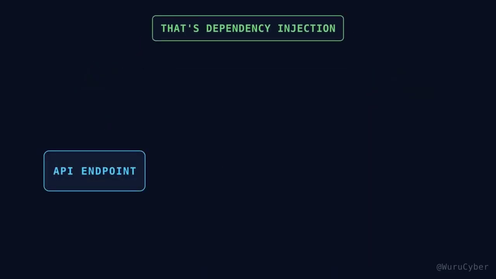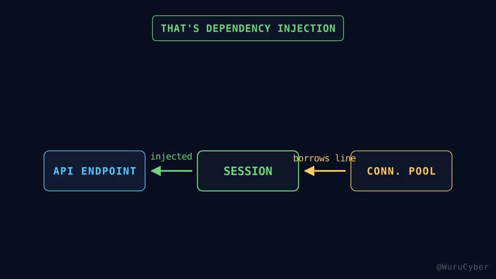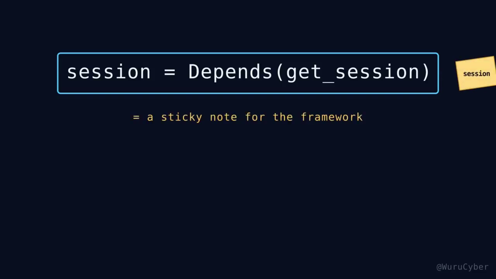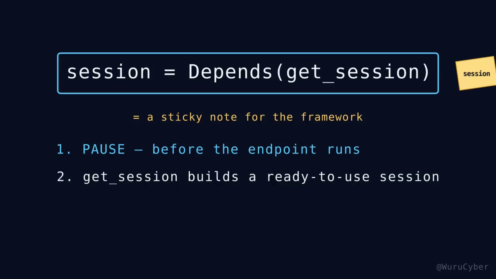In code, the thing being injected, that's the dependency being injected into an API endpoint, is a database session, one that quietly borrows its connection from a connection pool behind the scenes. Remember I said every database system has a connection pool. When we write sessions equals depends(get_session), we are handing a sticky note to the framework. We are saying, hey, before you run this API endpoint, I need a ready to use database session. Go get it for me and inject it into my code so I can use it.